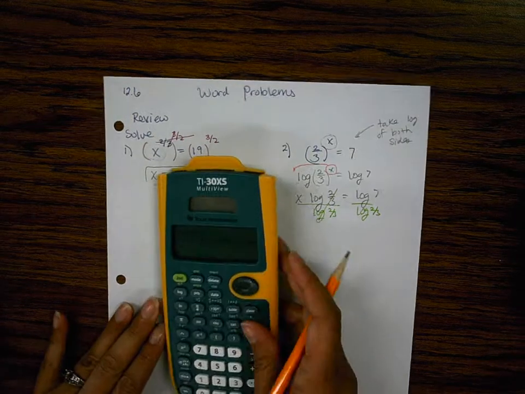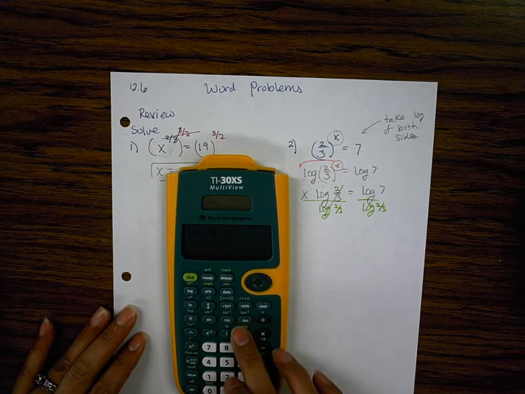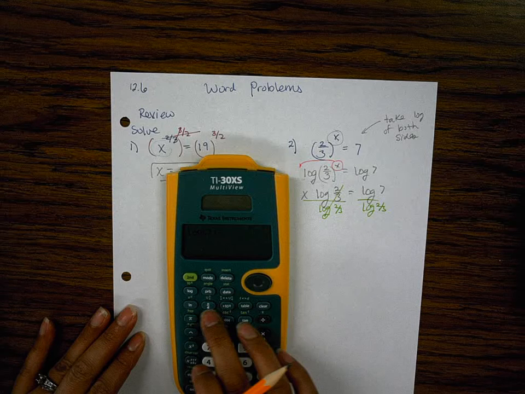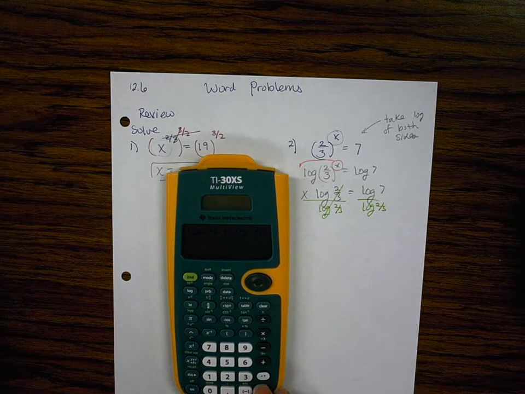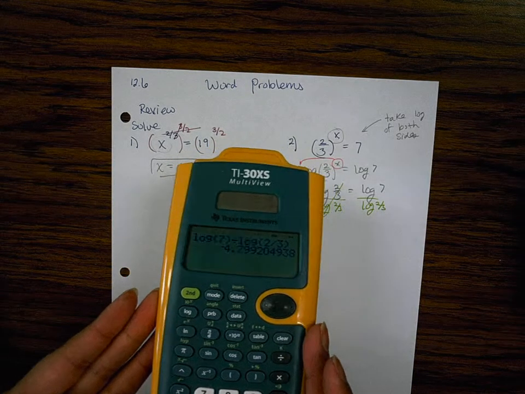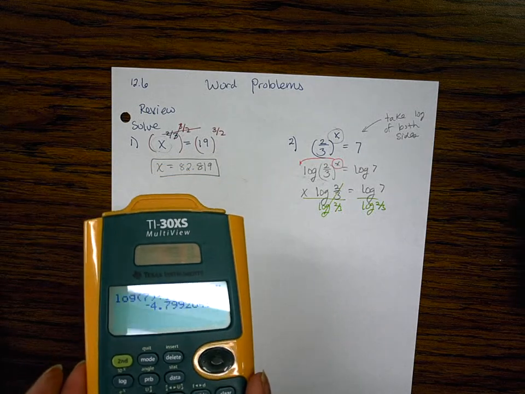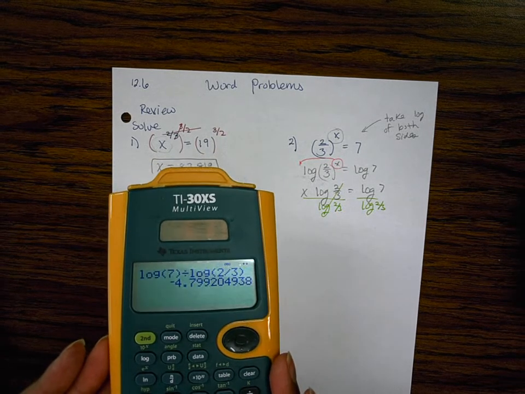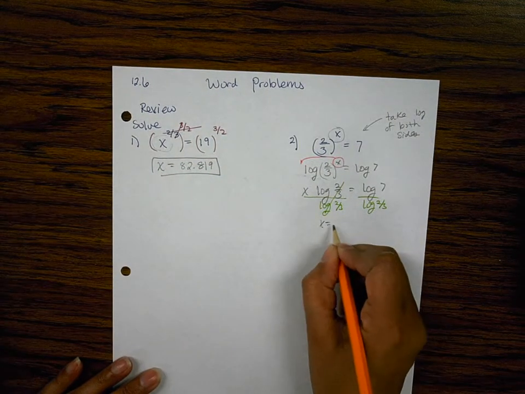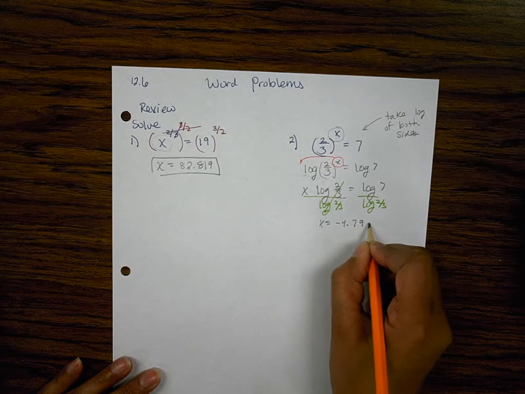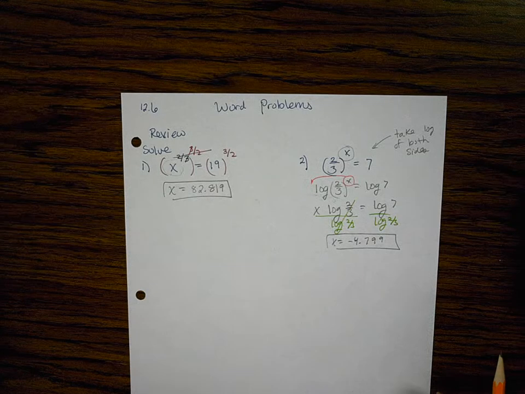That's gone, and this is just a decimal hiding in your calculator. You plug it in and you get your answer. Log of 7, close parentheses, divide log of 2 fraction 3. You can see that in there. Yeah, okay, well, you know what it should look like. All right, so that's our answer, -4.799.